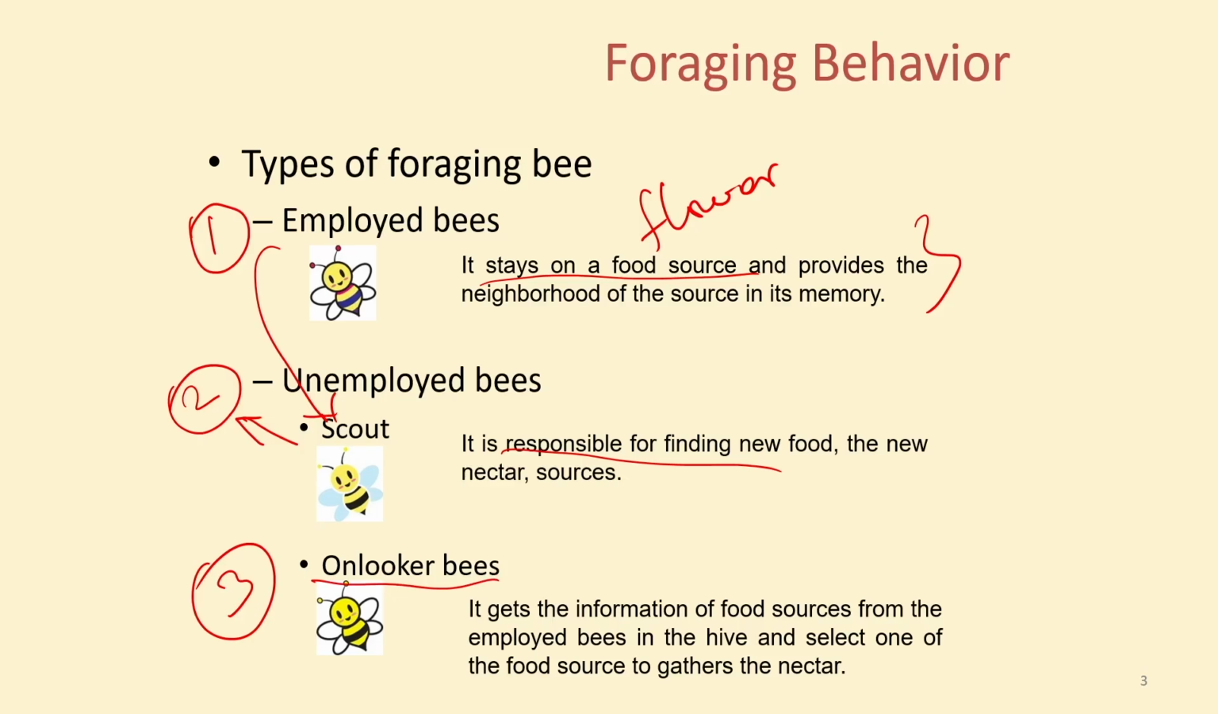That is why it is an onlooker: it looks for the employed bee, that means the employed bee's information. So there is some kind of information sharing between the employed bee and the onlooker bee, and based on that information the onlooker bee will go to the place where the employed bee is employed to collect the honey. So those are the three different categories of bee and their duties while collecting nectar for honey.